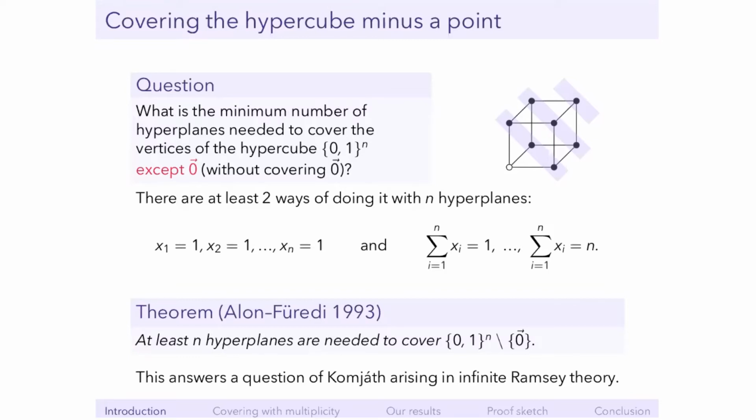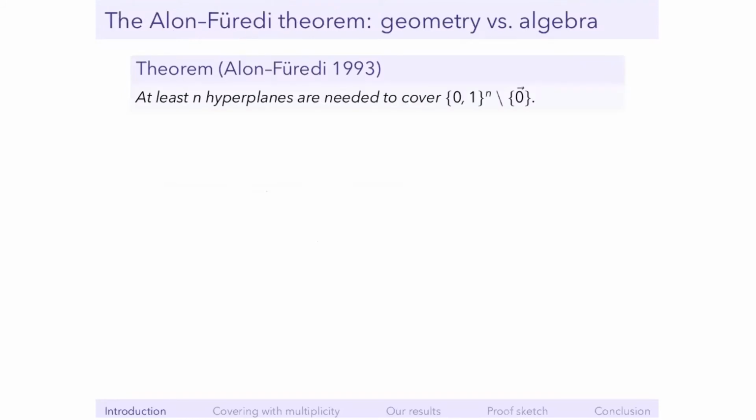And the theorem, again, is that you need at least n hyperplanes in order to cover all the vertices of the hypercube while not covering the origin. I want to spend a little bit of time talking about this Alon-Füredi theorem. The first thing I want to point out is that although this is a geometric statement about hyperplanes, every known proof of it is algebraic. And what do I mean by that?